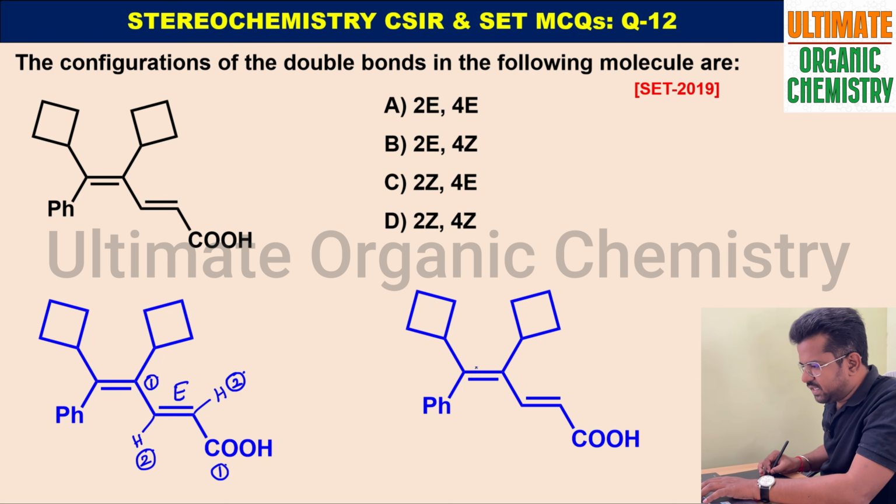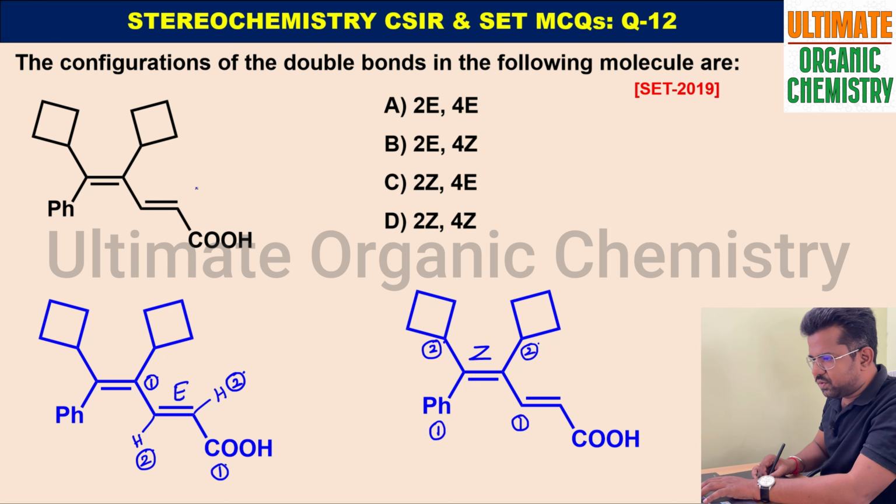Now in this second double bond, on the right hand side, you need to give the first priority to the double bond, because if you look here, a carbon-carbon double bond is there, followed by the COOH group. So this should be given the first priority, and the ring should be given second priority. On the left hand side, the phenyl ring should be given first priority, and the cyclobutane ring should be given second priority. So the 1s and 2s are present on the same side, so that configuration is Z. Now in order to solve this question, you need to give numbering from here.